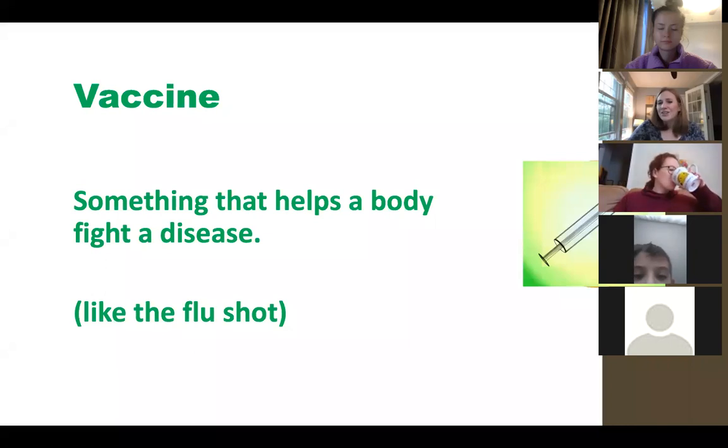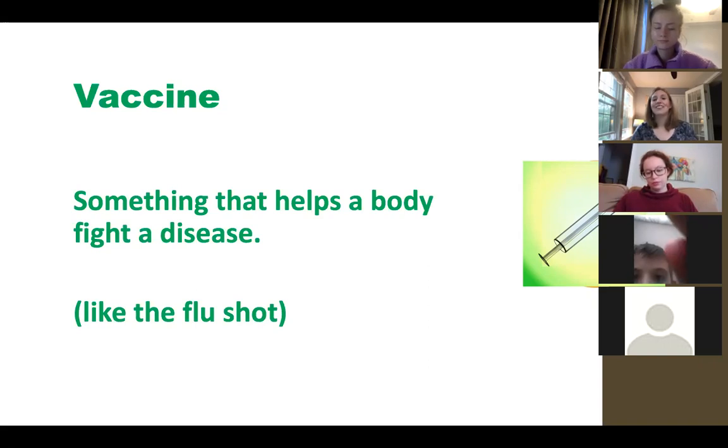Has anybody heard the term vaccine before? Yes. Can you tell me what's the purpose of a vaccine? The medicine that can help you fight sickness.